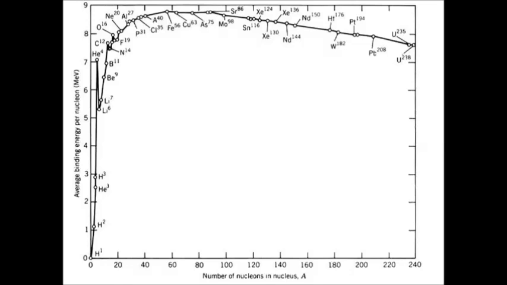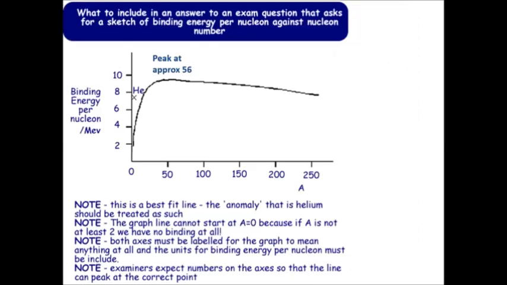Just to finish, you do have to know this graph for the exam. This is the exam point, so what to include in an answer. Here's a basic sketch. You need to know the values on the x and y axis. So binding energy per nucleon peaks here at approximately 56. This links into your work in astrophysics if you know about iron, but we'll come to that in the astrophysics lesson as to why iron is the most stable. And this graph is telling us why.